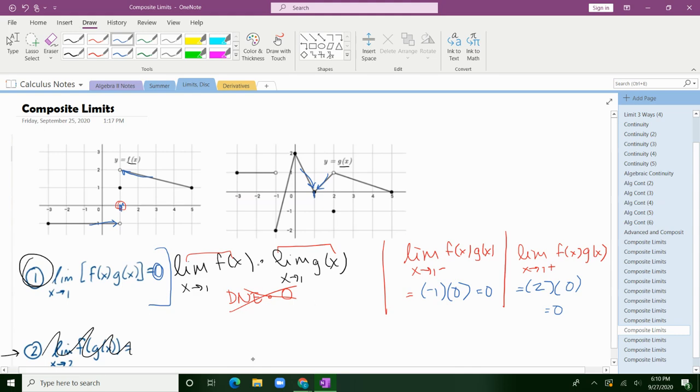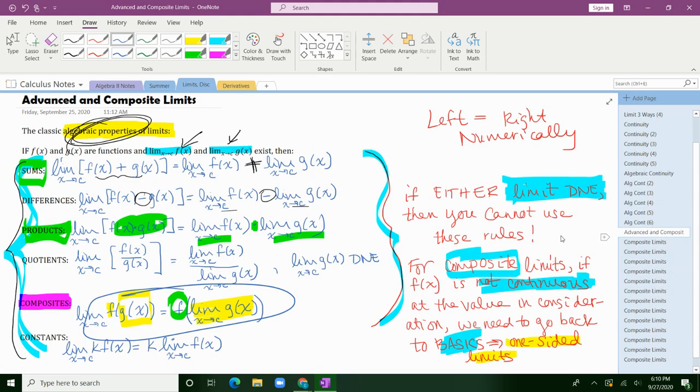So just be aware, if you are trying to apply these properties and one of the limits does not exist, you can't do those properties. You have to do one-sided limits, because again, this assumed that both limits exist.